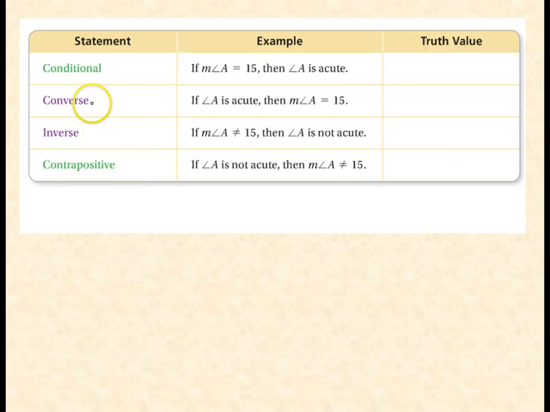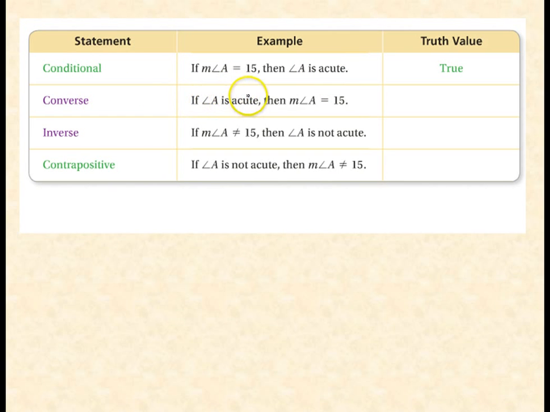So let's take a look at these statements and then talk about their truth values. The original conditional statement that we had was, if the measure of angle A is 15 degrees, then angle A is acute. Is that true or false? Well, acute angles are defined as angles that are between 0 and 90 degrees. So if the measure of angle A is 15, then it's definitely acute. So that is true.